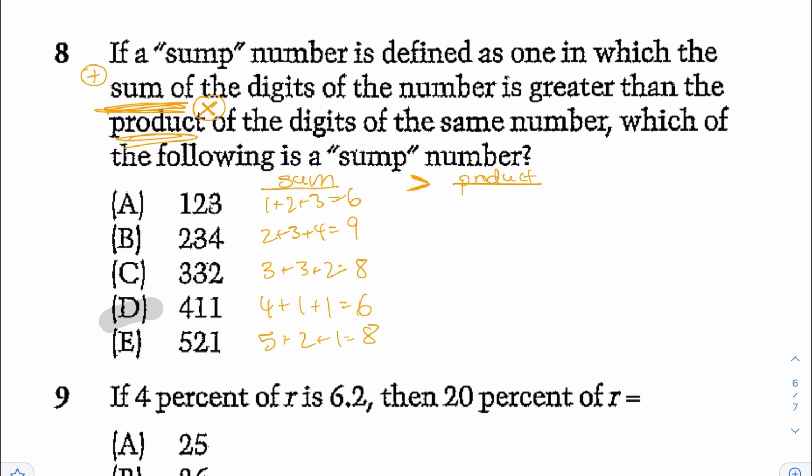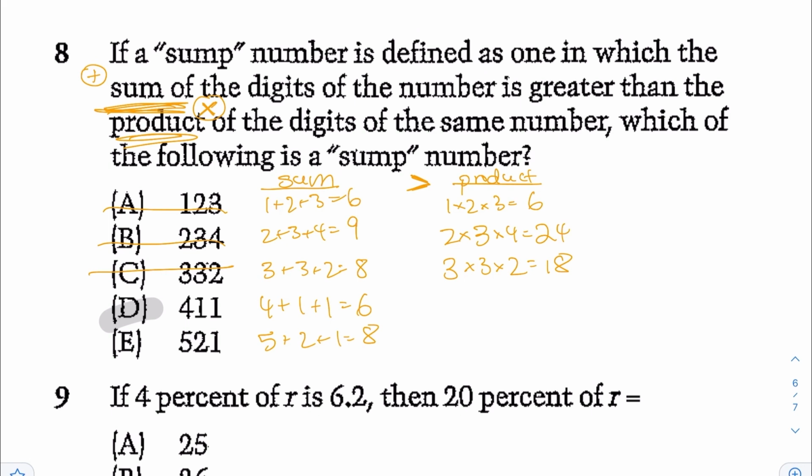So the product for choice A is 1 times 2 times 3, and that's equal to 6. Now 6 is not greater than 6, so that's wrong. For choice B, you have 2 times 3 times 4. That's going to be 2 times 3 is 6, 6 times 4 is 24. That's, again, not less than 9. So choice B is wrong. You want the one where the sum is greater. For choice C, it will be 3 times 3 times 2, which is going to be 9 times 2 or 18. Again, 8 is not bigger than 18, so that's wrong.